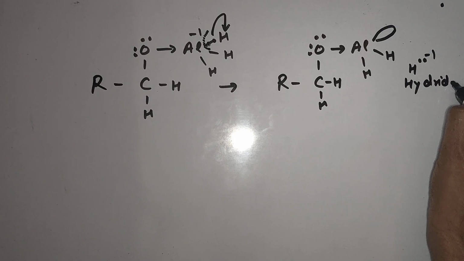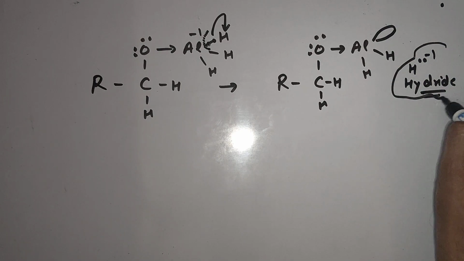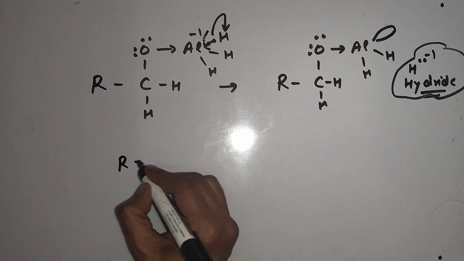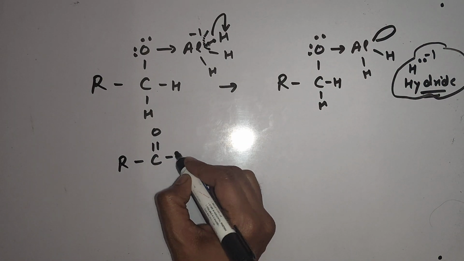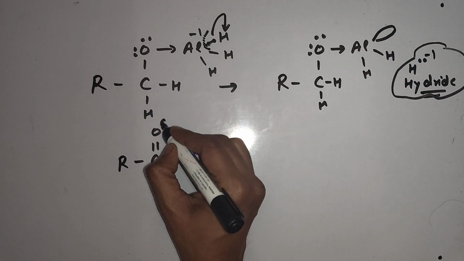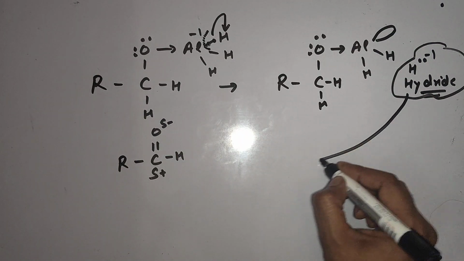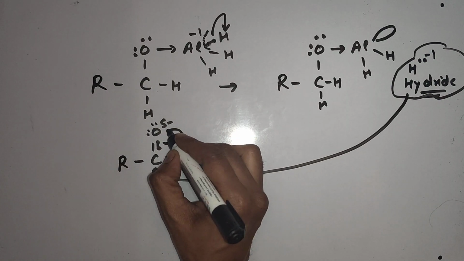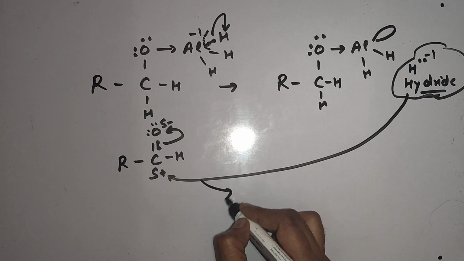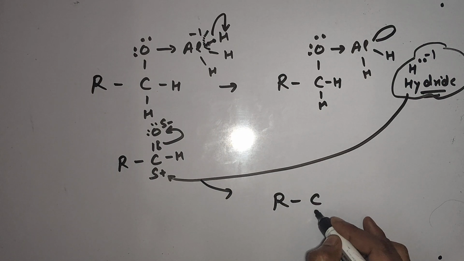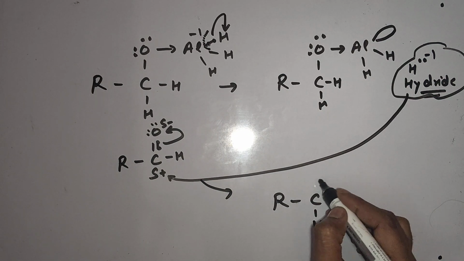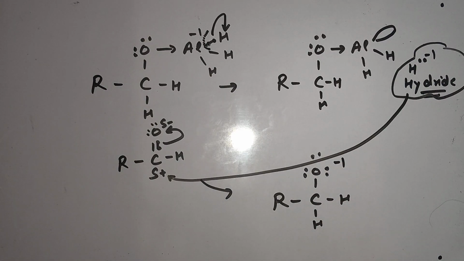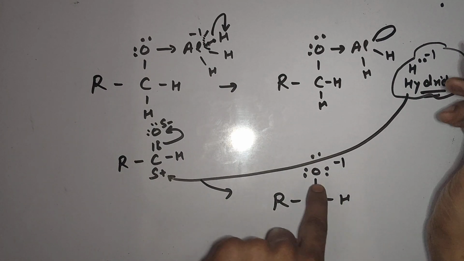Now what will this hydride do? It will attack another particle of aldehyde, the second particle of aldehyde. Same mechanism. Positive, negative. Pi electrons will transfer toward oxygen, due to which RCH2O with 3 lone pairs and a negative charge will generate, like this.